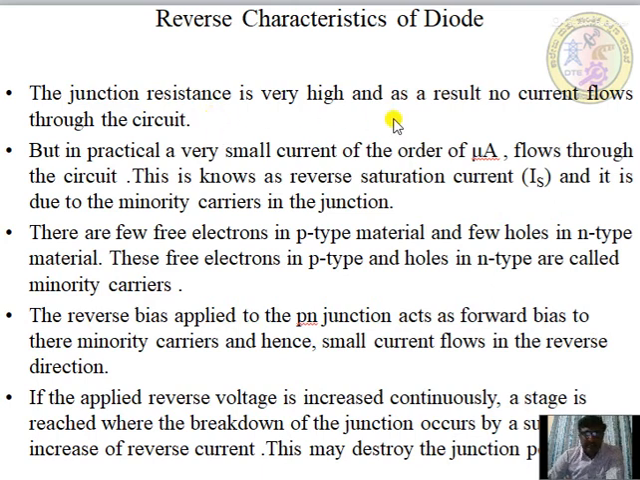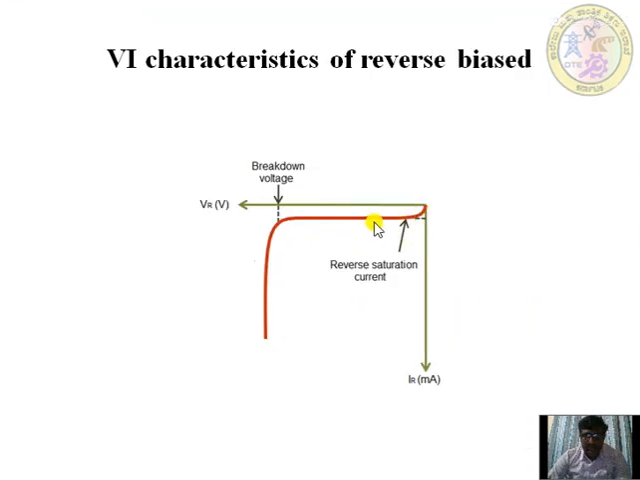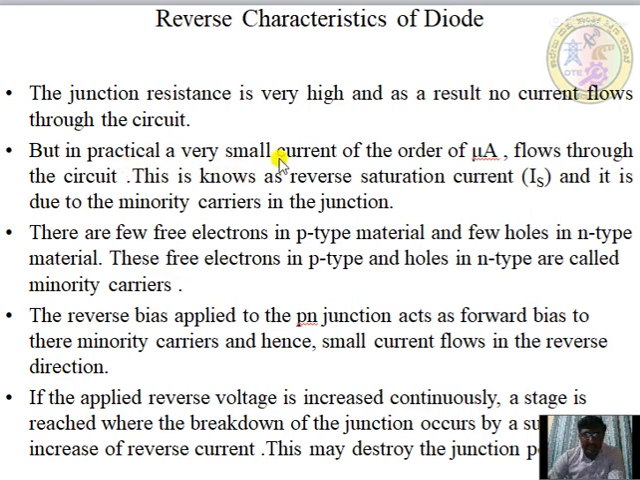The junction resistance is very high, and so no current flows through the circuit. But in practice, a very small current of the order of microamperes flows through this circuit. This is known as the reverse saturation current, IS, and it is due to the minority carriers in the junction. Theoretically we can say there is no flow of current, but practically there will be a small flow of current. There are a few free electrons in the p-type and a few holes in the n-type material. These are called the minority carriers.